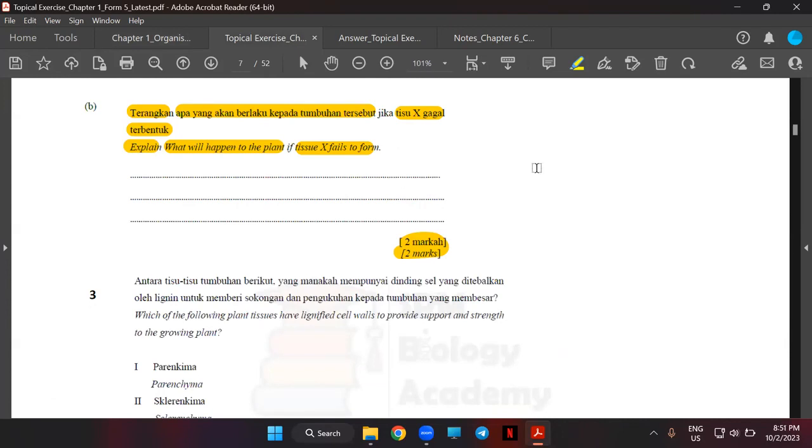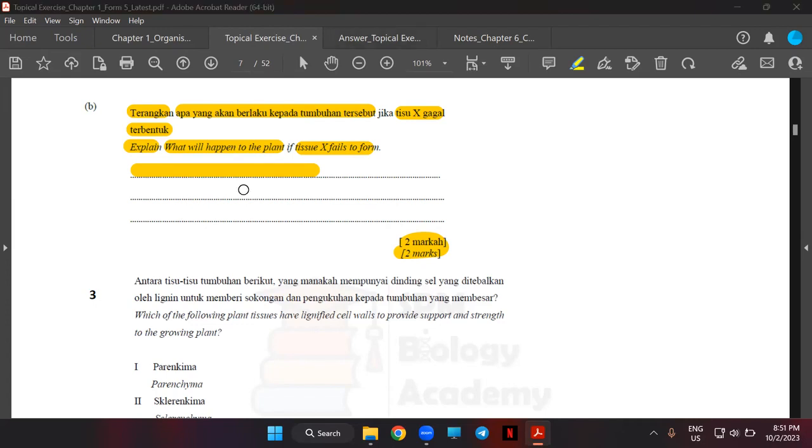So, let's write what will happen to the plant. Apa yang akan berlaku? So, jawapan pertama ialah secondary growth in the plant will not occur. Pertumbuhan sekunder dalam tumbuhan tersebut tidak akan berlaku. Ataupun make it short, pertumbuhan sekunder tidak berlaku. Secondary growth doesn't occur. Satu markah. Itu jawapan bagi what will happen.